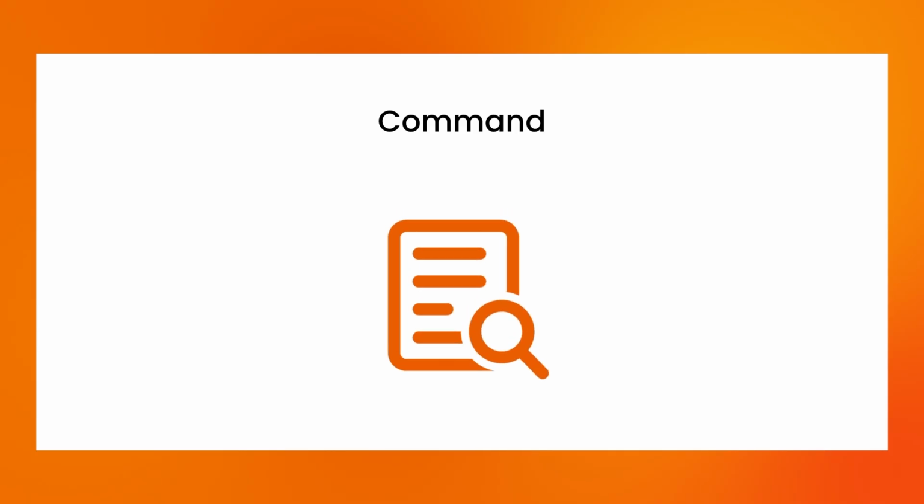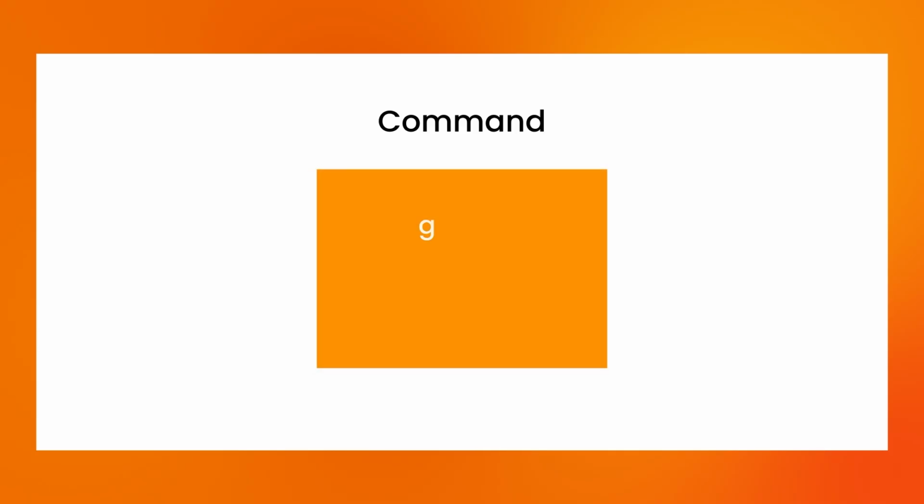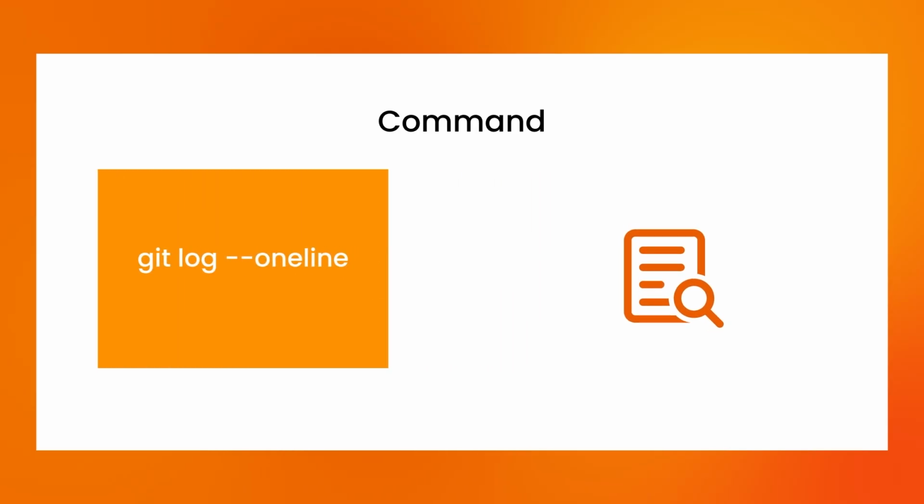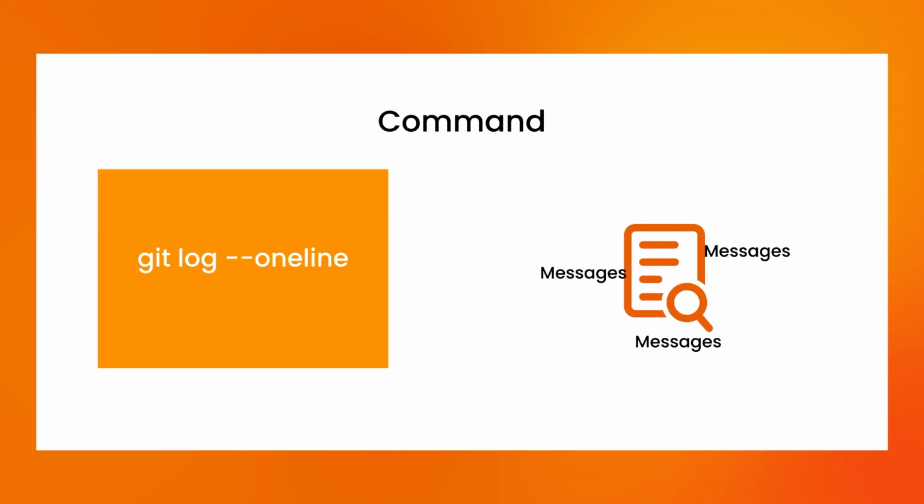For this viewing history, we can use two different things. The first one is git log and the second one is git space log --oneline. Here, the second command, that is git log --oneline, provides a condensed view of your history which shows just the commit hash and the attached message on a line for easy reading. So now, let's implement this on our terminal.